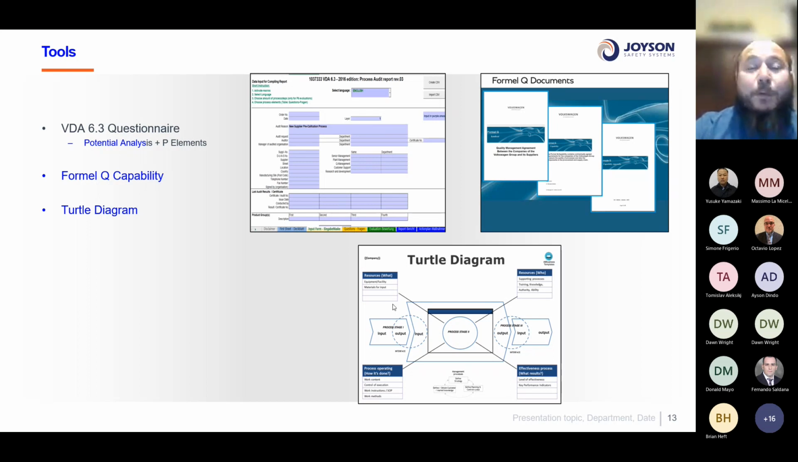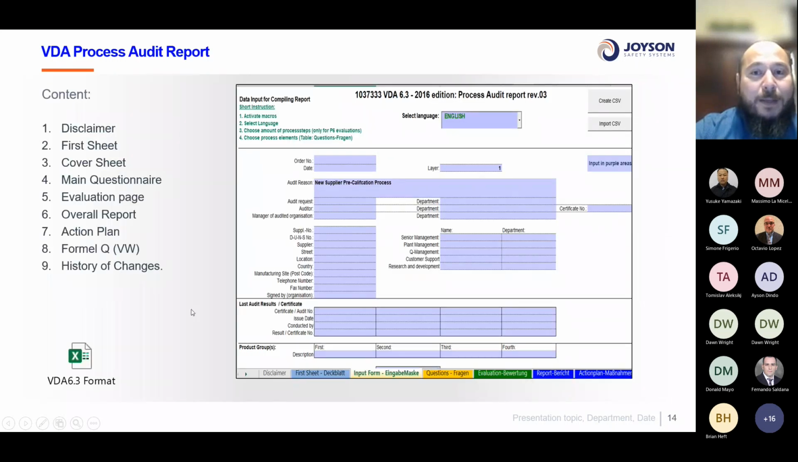Now, the tool that we are going to be using for assessing every single P element and every required element and sub-element from the audit is going to be the turtle diagram. The turtle diagram is a format that is used as an aid for us to evidence and analyze every single process and sub-process. We have to have the mindset of an auditor based on the turtle diagram. I will go into a little more detail as soon as we get to the specific point.